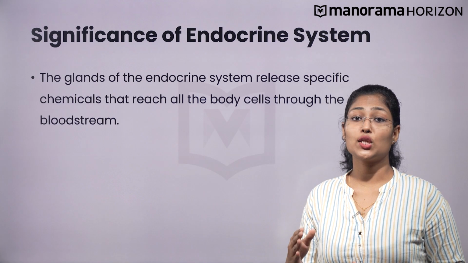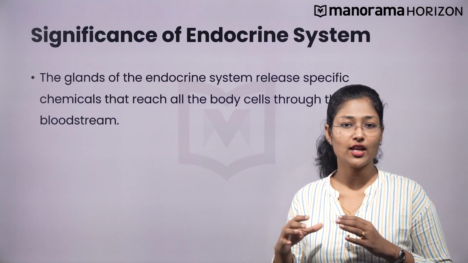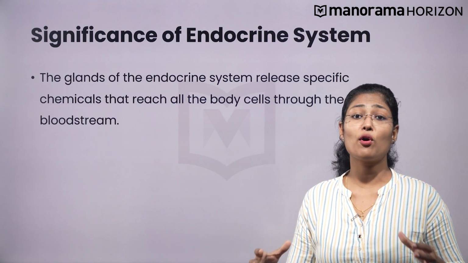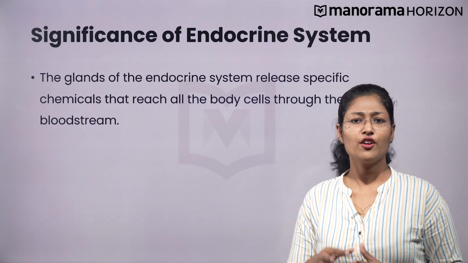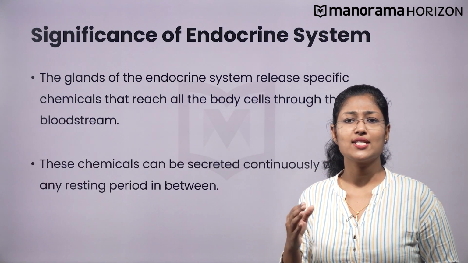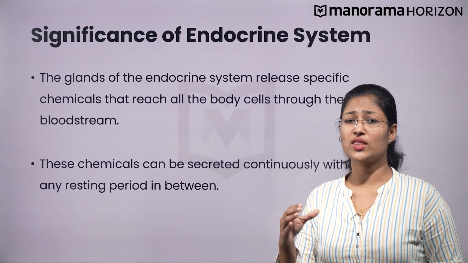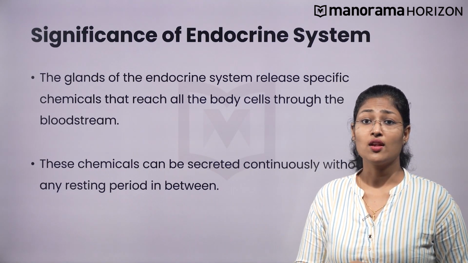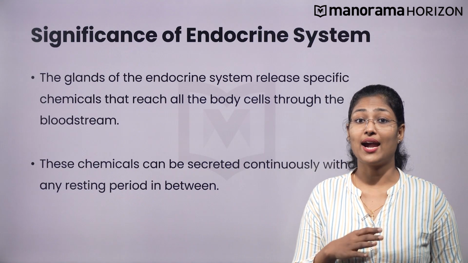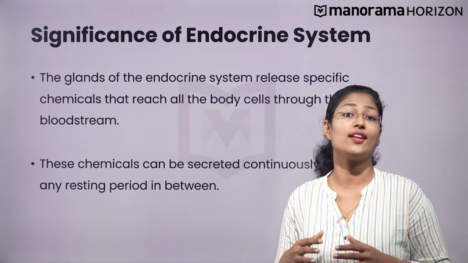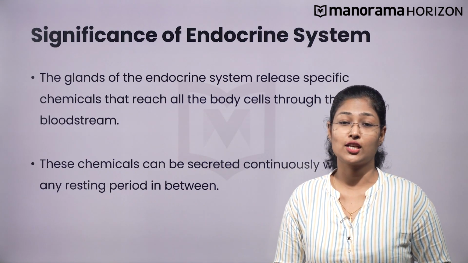The glands of the endocrine system release specific chemicals that reach all the body cells through the bloodstream. Further, these chemicals can be secreted continuously without any resting period in between. So, the endocrine system and the nervous system work coordinately to regulate the various physiological processes.